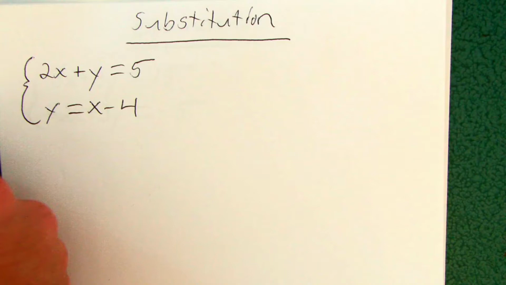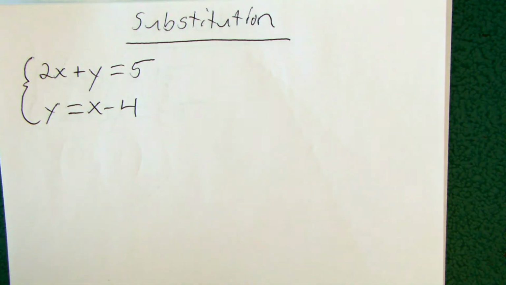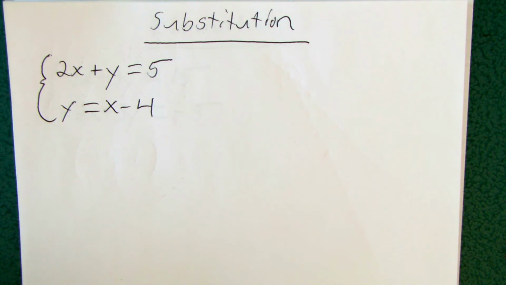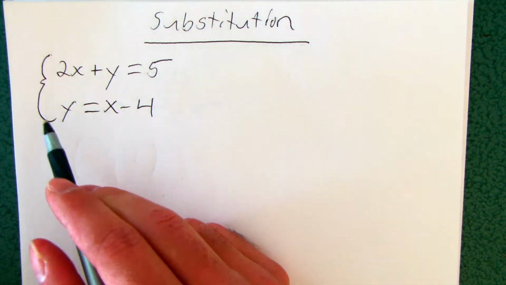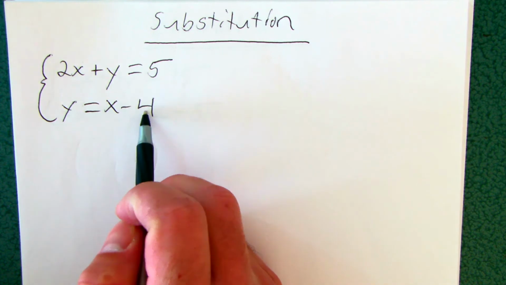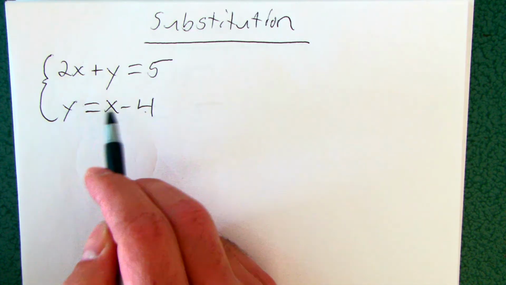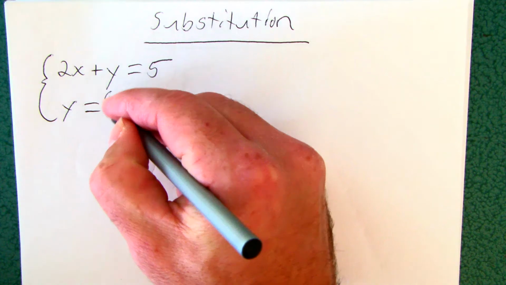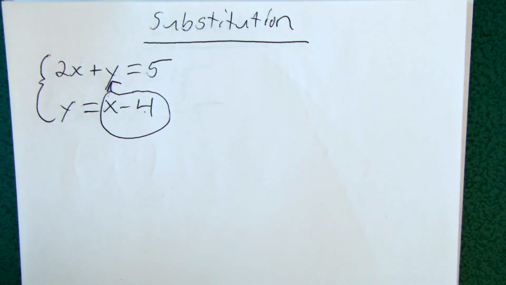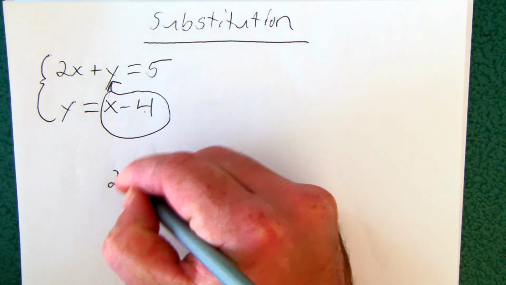The next method is solving by substitution. With substitution, this is really the never-fail method. It's going to work all the time. Sometimes it becomes a little more cumbersome, but it'll work for any situation. So right now my second equation is solved for y. I have y equals x minus 4. So y and x minus 4 are the same thing. So I can take this x minus 4 and substitute it in for y in that first equation. It's going to look like this.